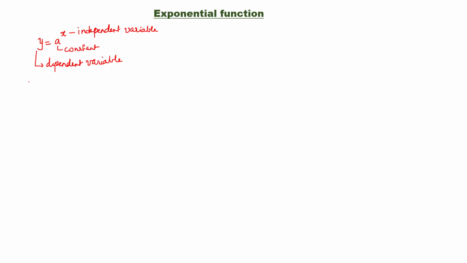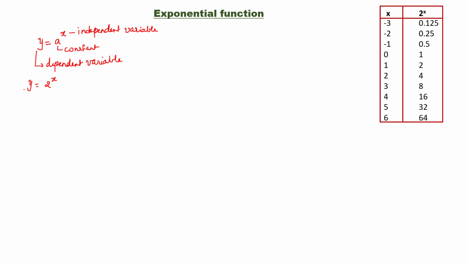For example, if I take y is equal to 2 to the power x, then if I try to make a table writing the values of x and y, and keep on changing the values of x ranging from some negative value to some positive values, here I have started with -3. So in the place of x, I am going to write -3. y is equal to 2 to the power -3. It will lead me to 0.125.